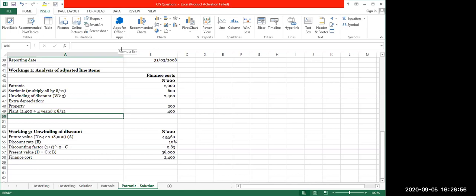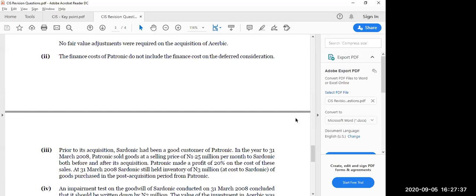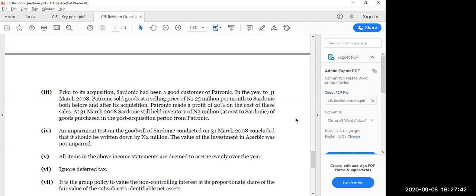So extra depreciation relates to fair value of net assets. If we go by our sequence, you remember we started from consideration transferred, value of NCI, net asset of subsidiary. The last thing is impairment loss. So we search for the impairment loss from the question. Additional information one does not say anything about any impairment loss. Additional information two does not, additional information three does not, but additional information four says something.